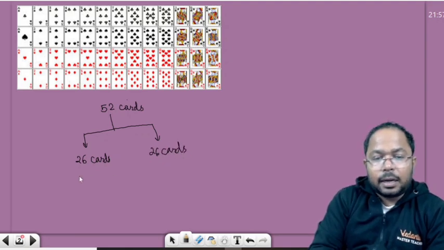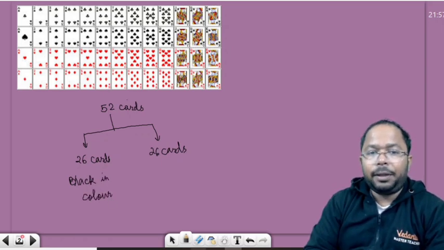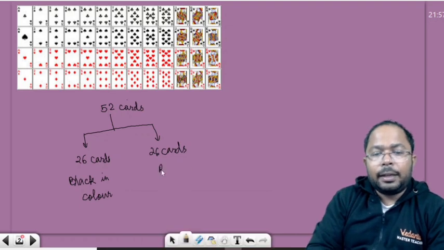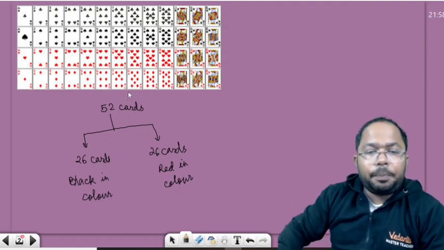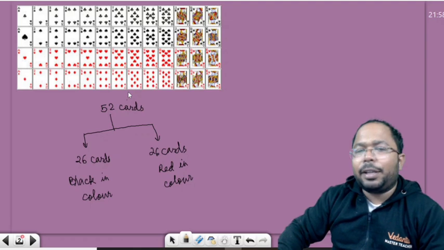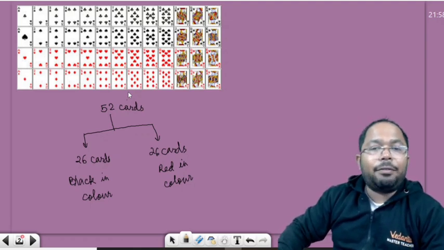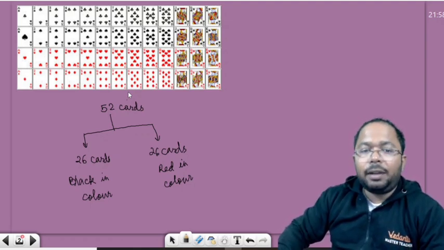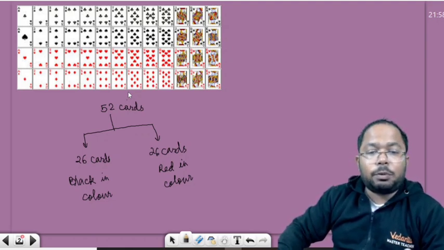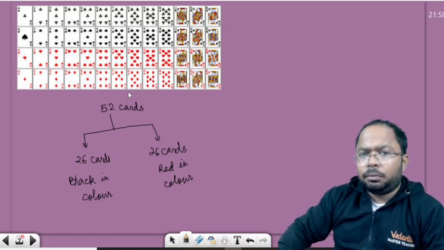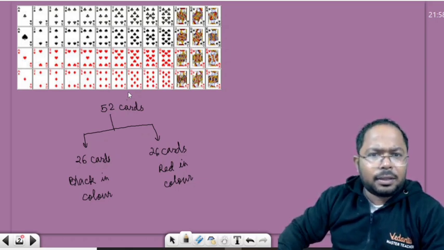In one set of 26 cards, we find the cards are black in color. The other 26 are red, with red symbols given, and we can find some red patterns forming there. Yes, we will be discussing everything. So in total, we have 52 cards. Out of that, 26 cards are black, and the other 26 have red color.